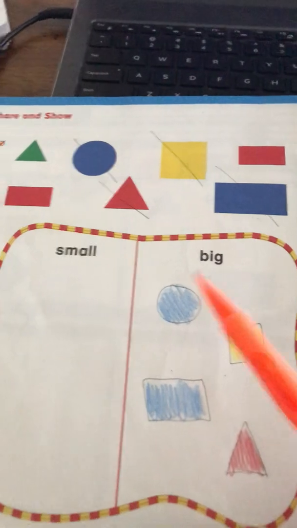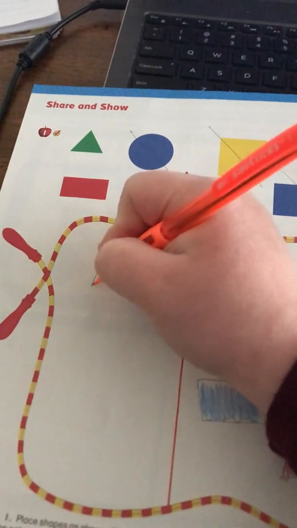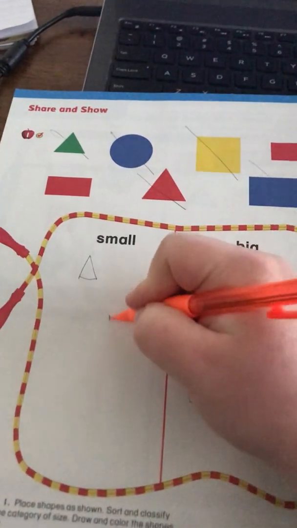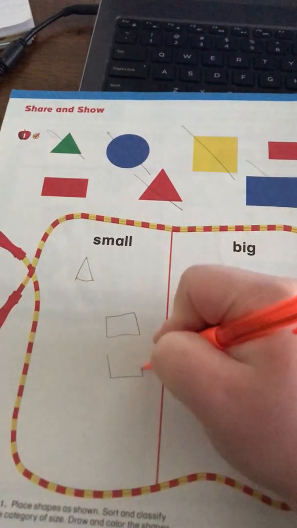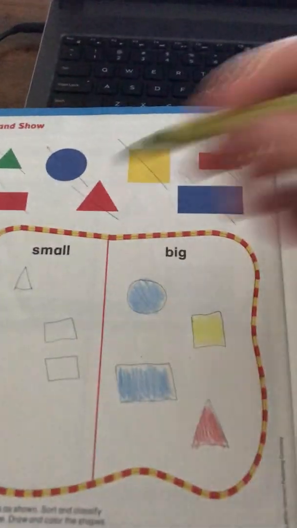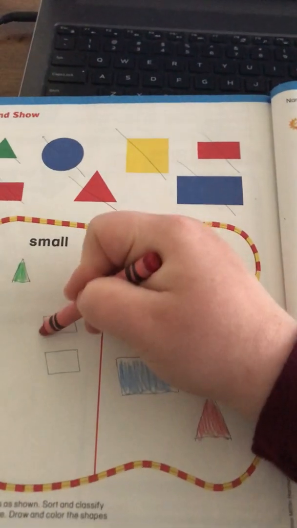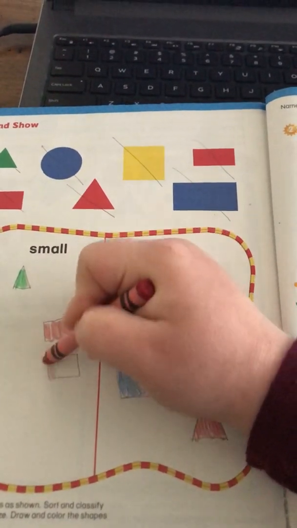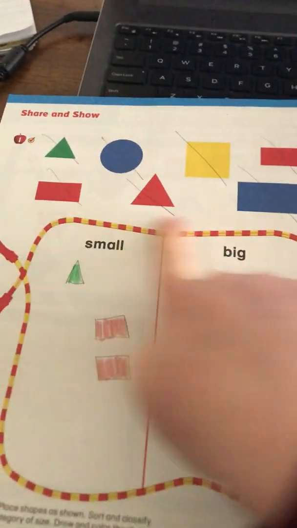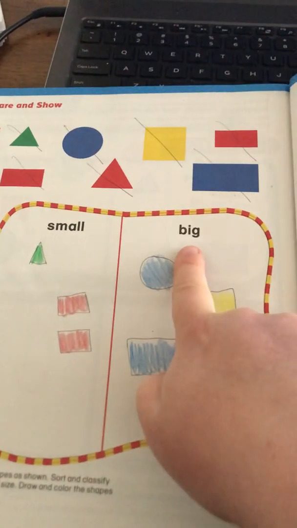Now I can take my small shapes and put them under small. So I have a green triangle and I have 2 red rectangles. They are small compared to the other shapes. Green was small and red was small. And there you go, you've done it. You've sorted your shapes into big and small. All of my shapes at the top are crossed off. I know I've used them all. And they're down here in the chart. Small, big.